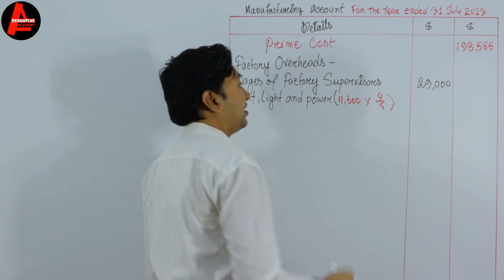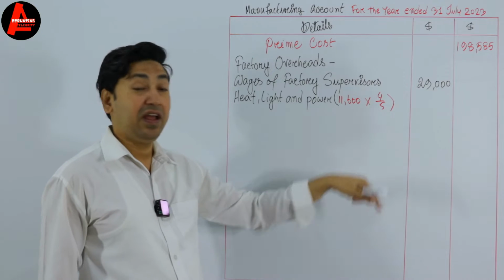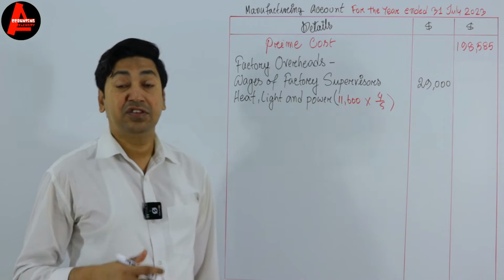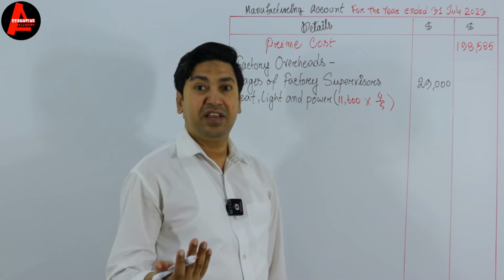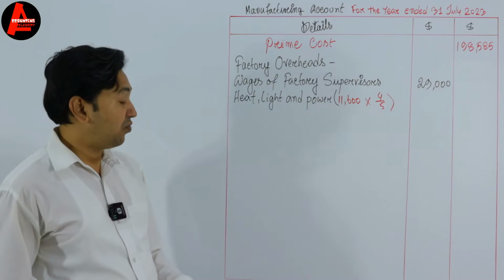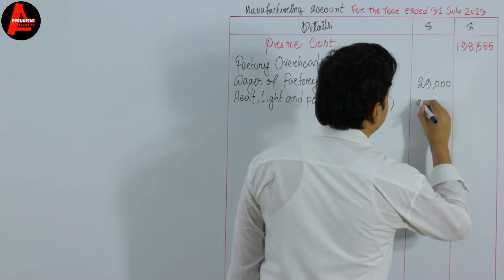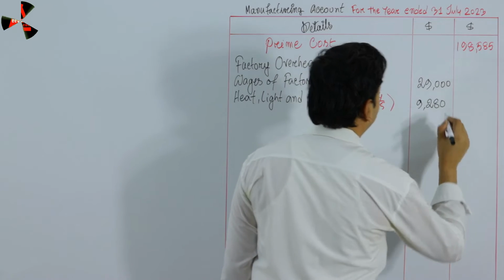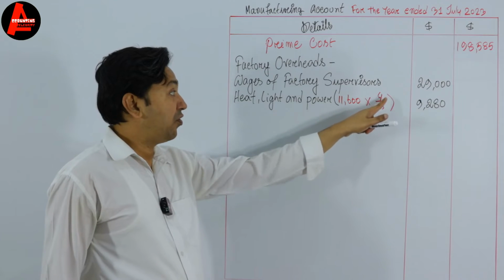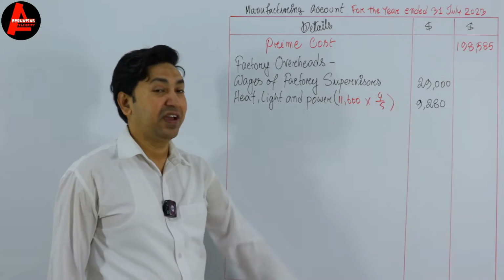This amount is related to the factory, and 1/5 is related to the office, so that will come to the income statement. Now if we calculate this, we get $9,280. We multiplied $11,600 by 4, then divided the answer by 5, and we get this amount. Okay, great.